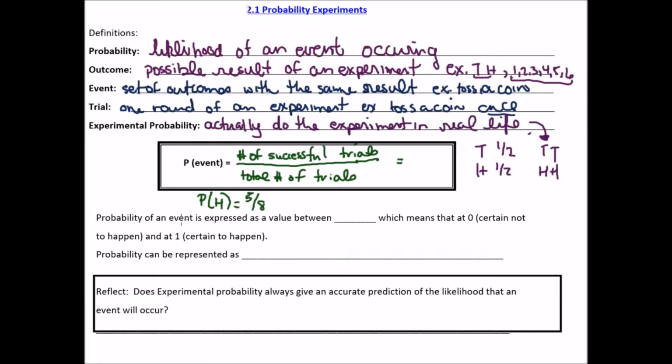Now, the probability of an event is expressed as a value between 0 and 1. If something has a 0 probability of happening, then it's certain not to happen. If it has a probability of 1 to happen, it's certain to happen. The 0 means 0%, and the 1 actually means 100% it's going to happen. Probability can be represented as a fraction, as a percentage, or as a decimal.